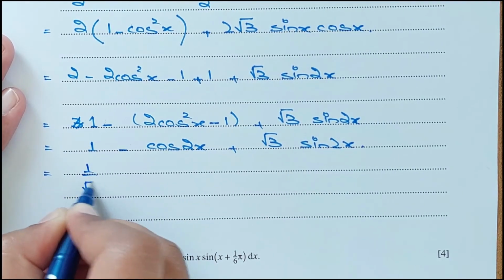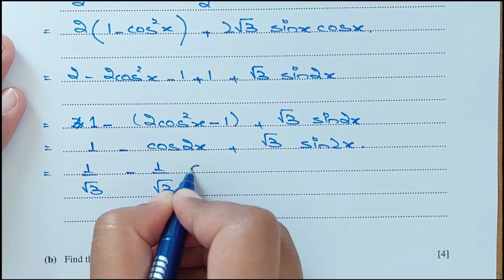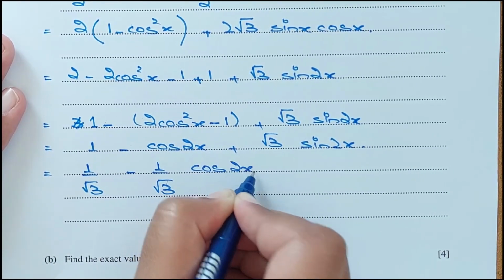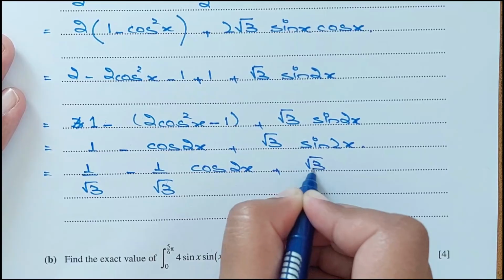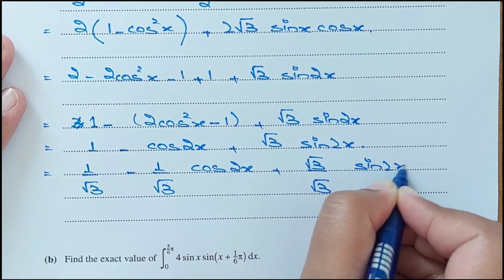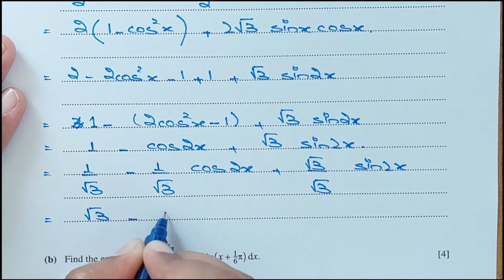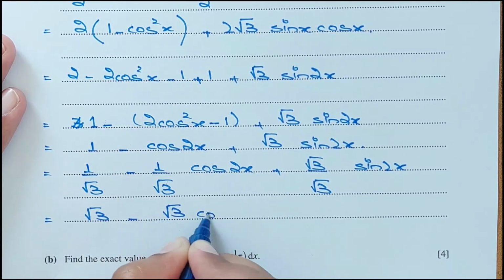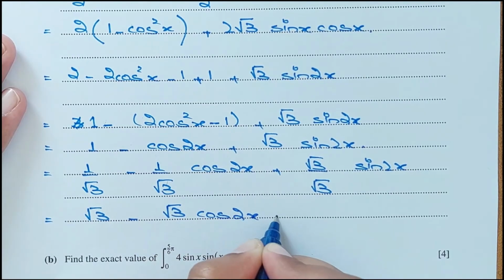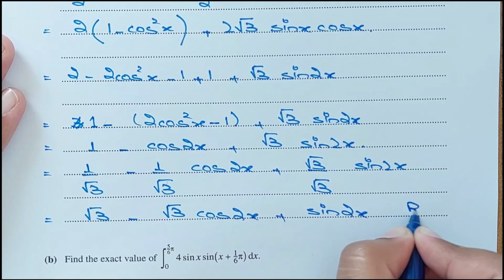1 over square root of 3 minus 1 over square root of 3 cos 2x plus square root of 3 over square root of 3 sine 2x, right? So 1 over square root of 3 is basically square root of 3 minus square root of 3 cos 2x plus sine 2x. So this is proof to the right hand side.